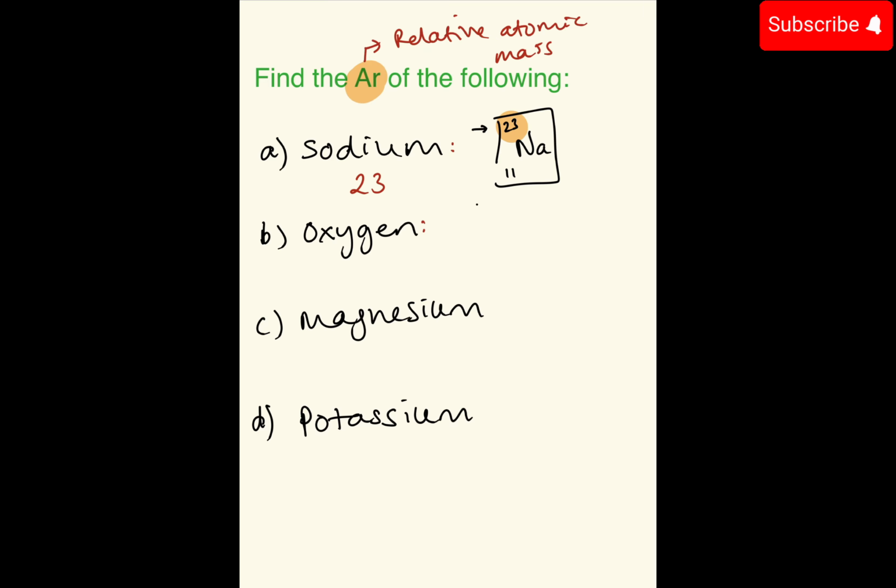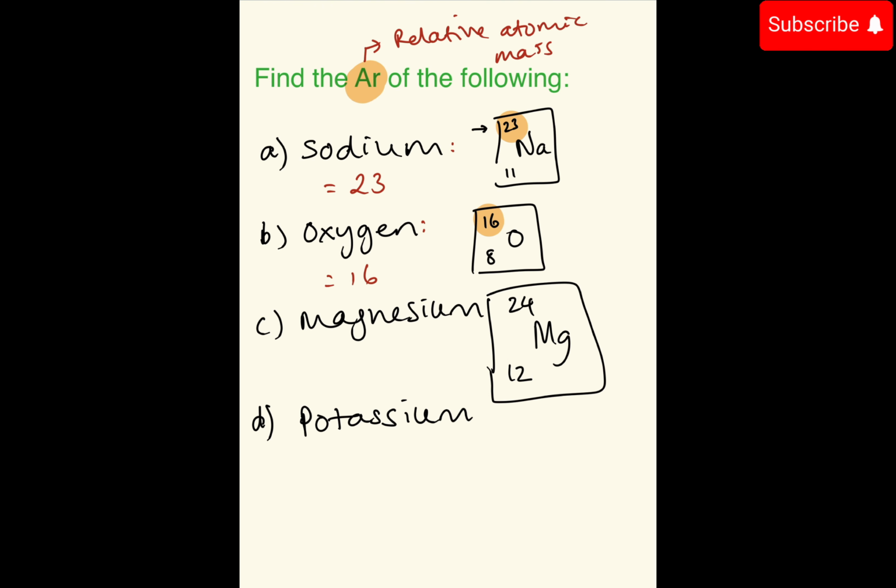So oxygen on the periodic table has the symbol O. It has 16 at the top as a mass number and 8 at the bottom. Remember, you're always going to be looking at the top number as your mass number, and therefore oxygen has an atomic mass of 16. Now moving on to magnesium. Magnesium has the symbol Mg. It has 24 at the top and 12 at the bottom, and therefore that 24 at the top is the mass number for magnesium.